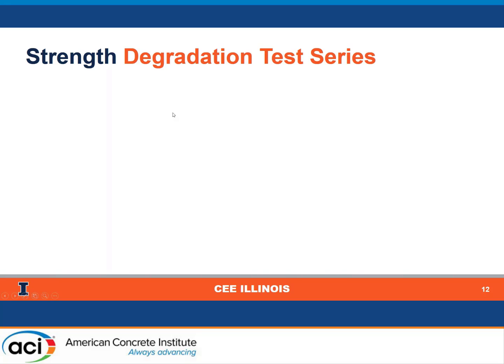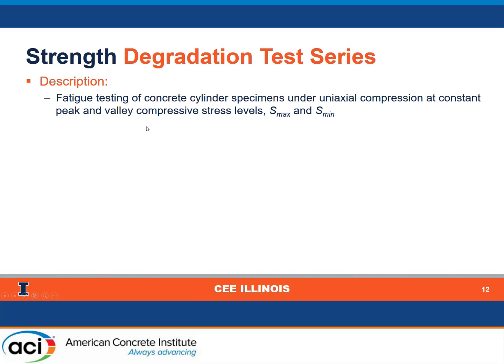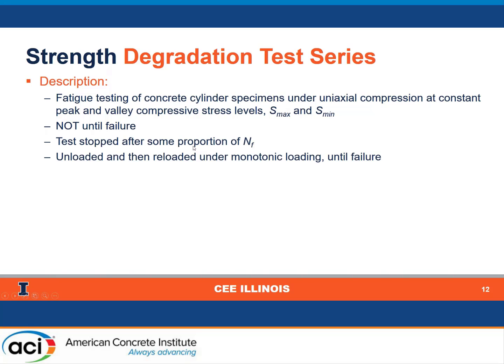Similar to the previous case, I'll give a brief description and then go over the results. This is the second part of my presentation for today. With regards to a description of the test series itself, once again, this was fatigue testing of concrete cylinders. The peak and valley compressive stress levels were held constant. The change here was that we did not load it until failure in fatigue loading. We only loaded it up to some proportion of the failure number of cycles.